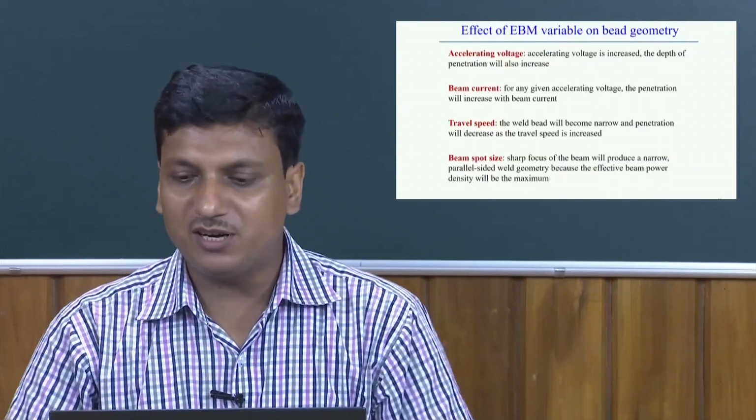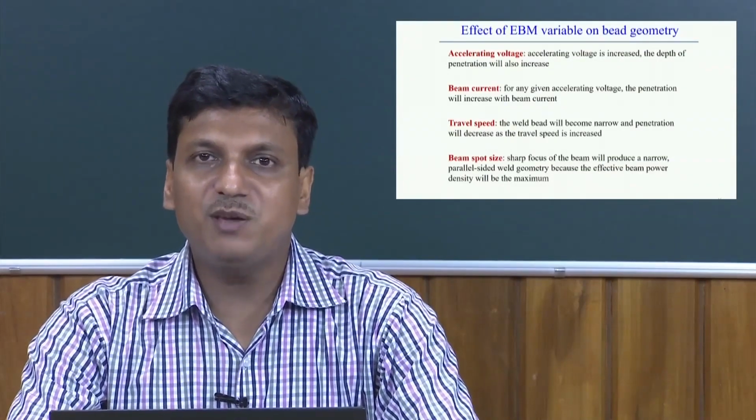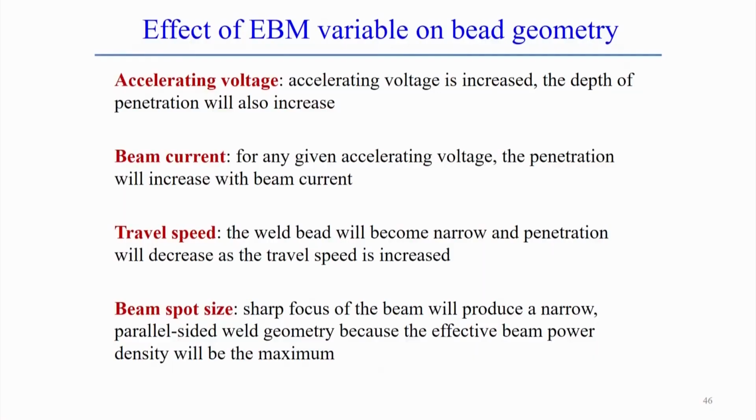Of course, another parameter that influences the weld bead geometry in the electron beam welding process is the beam spot size. A very sharp or small focused beam will produce a high power density on the surface. High power density will definitely produce a very narrow geometry with high depth of penetration. Parallel sided geometry means almost a cylindrical shape without much variation from the top to the bottom.